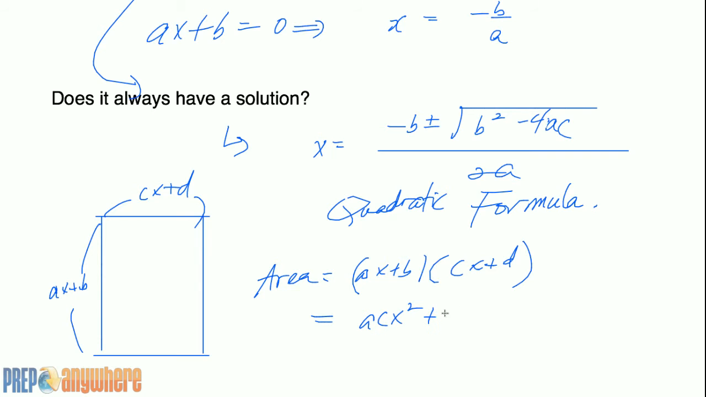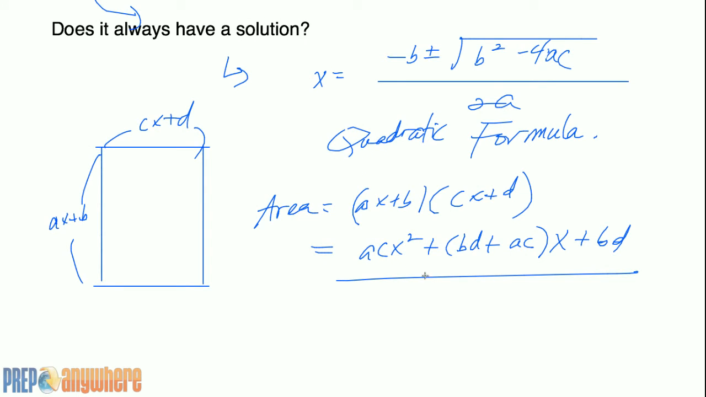acx squared plus... you get a quadratic. It's called a quadratic because the algebra equivalent of that is usually a two-dimensional figure.